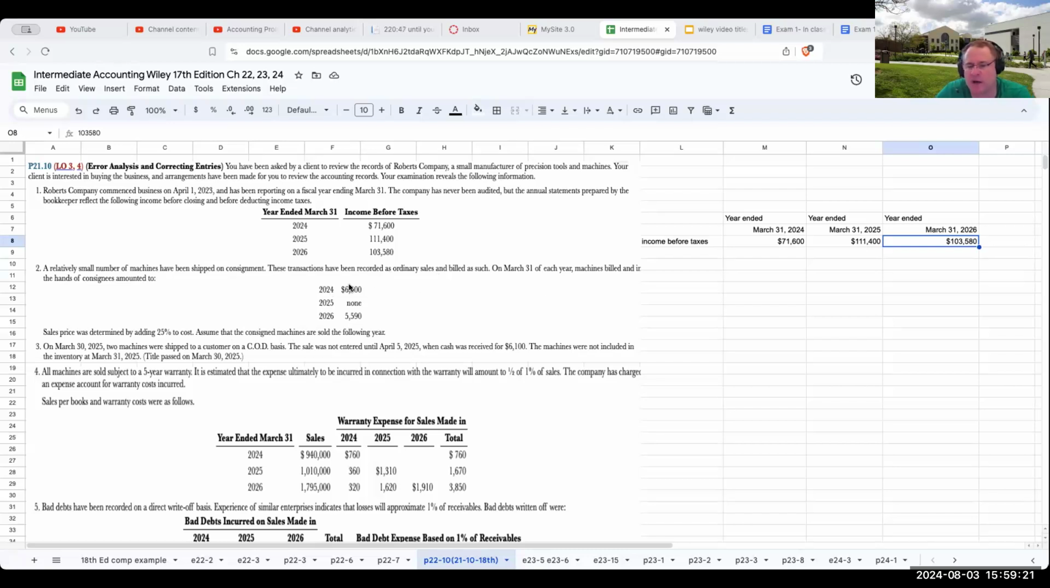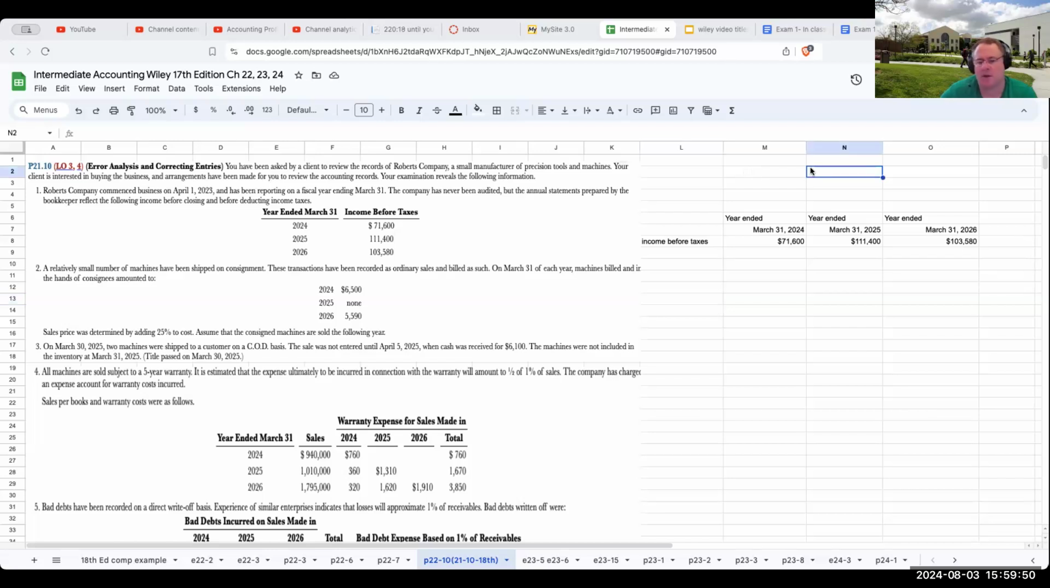Okay, so the problem is that these amounts, if they were sold the following year, should not have been listed over here as sales. Now, this is really talking about the sales price. Basically over here, the transaction has been recorded as ordinary sales, and right over here.